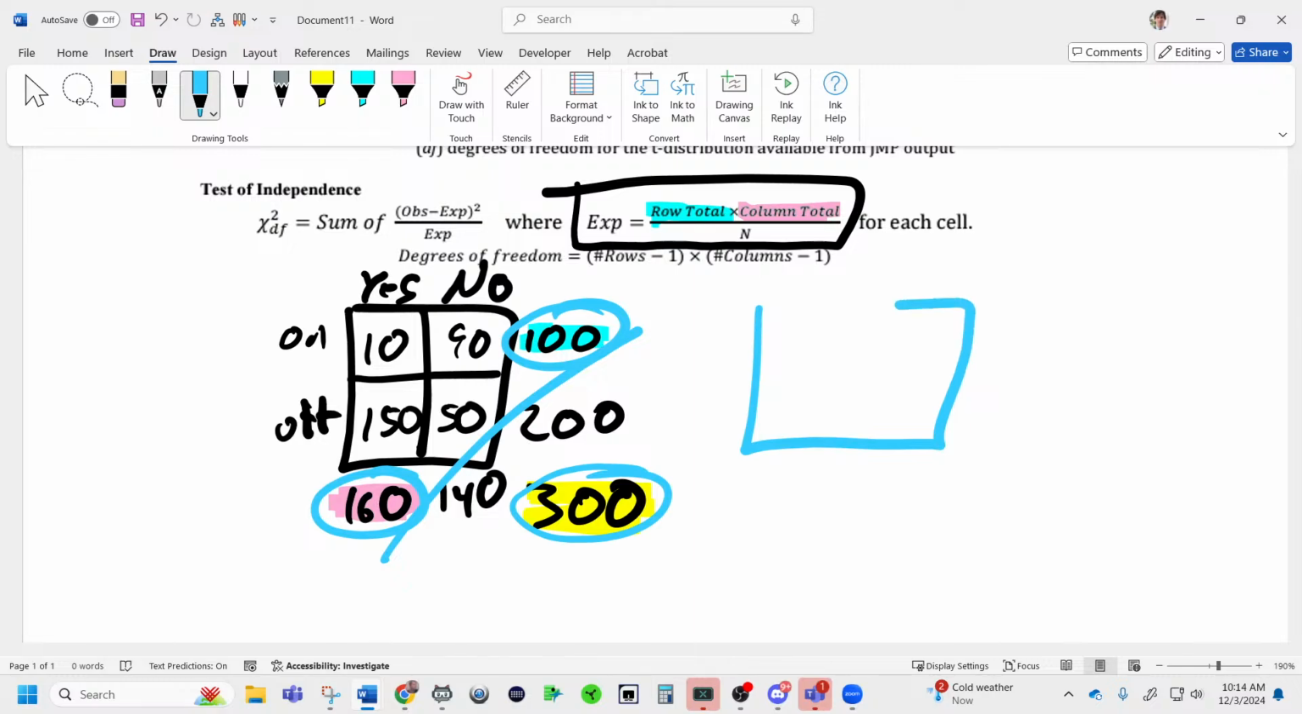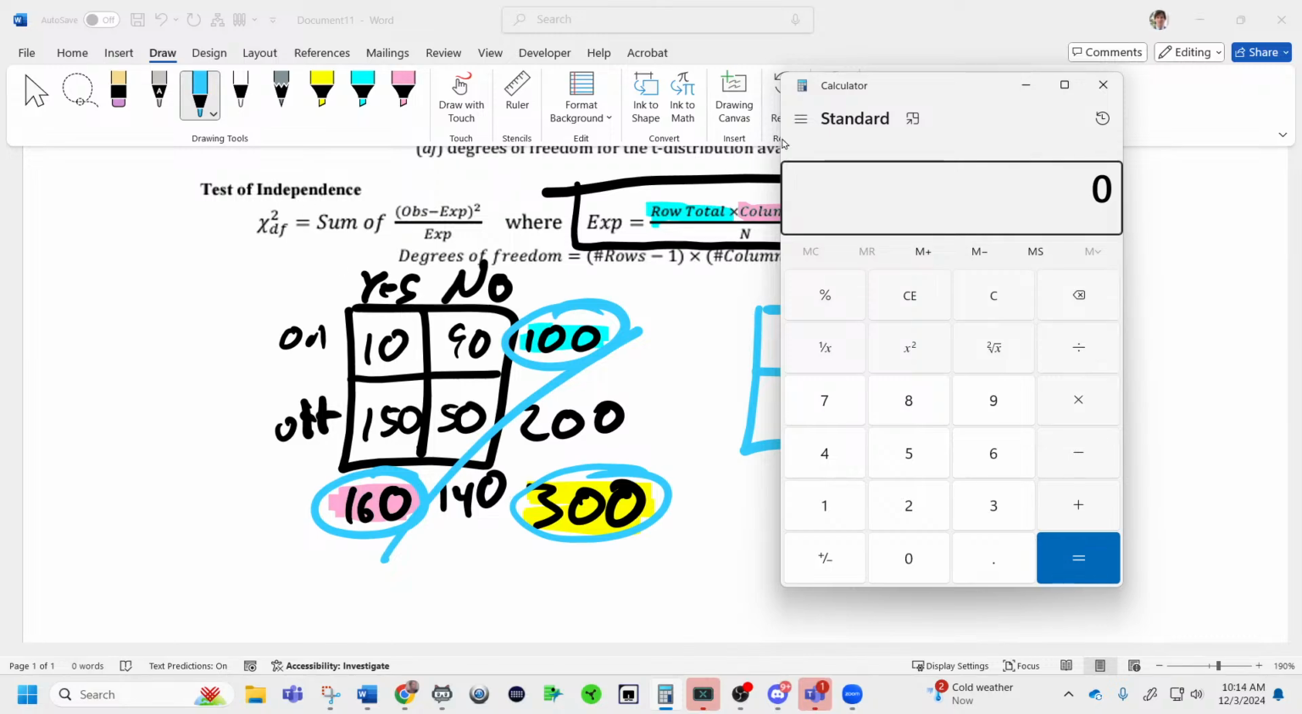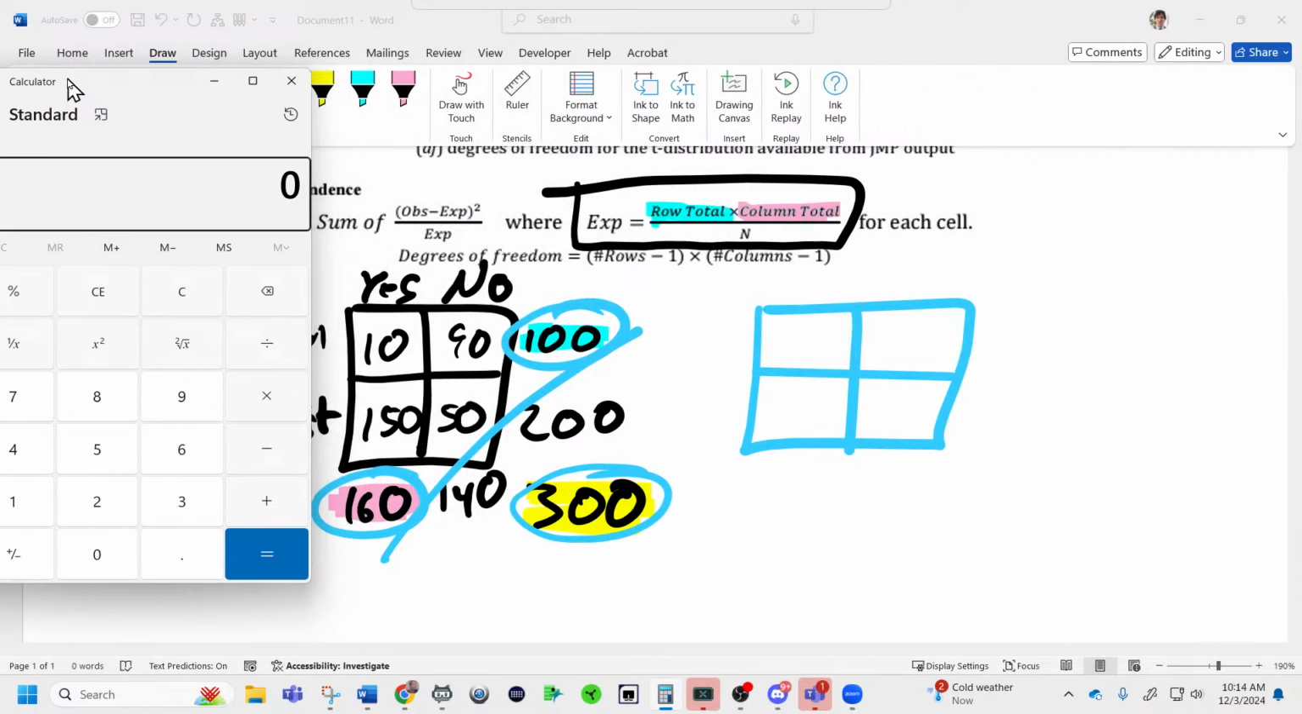So when you redo your table right here, you have to get all the expected counts, and the expected cell counts are going to be the following. We have to do this formula. It's not going to be 16. I'm doing wrong math.